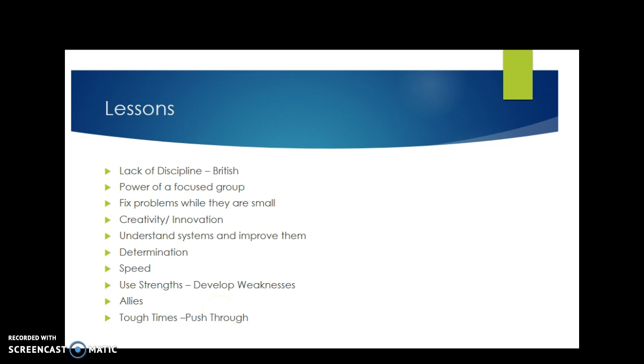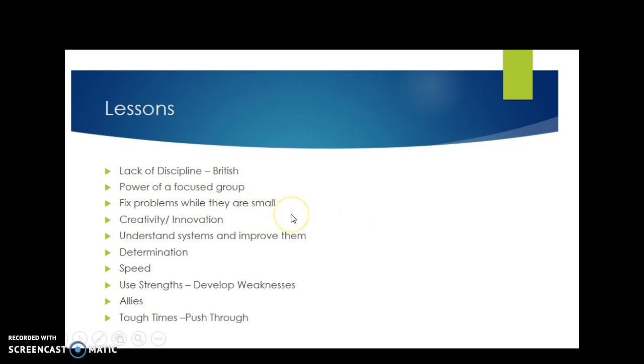Well, we have to have discipline. The British lack of discipline cost them dearly. The power of a focused group who makes a definite decision is very, very powerful. Think about our founding fathers and the decision they made to start a new nation, to start a new system, and to improve on the British system. Very powerful. They worked together. They would not be stopped from their goal.